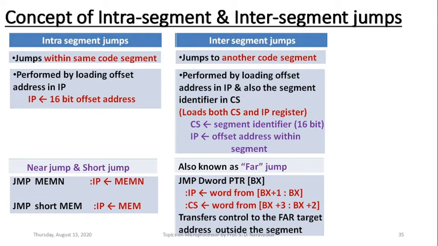Subsequently, the processor's control will be transferred to that far target address outside the particular segment. So the processor will branch to another code segment as per the new value of the CS register, and within that code segment, at an offset given by the instruction pointer IP register, the processor's control will be transferred. So this is the example of the inter-segment jump. Whenever such a question comes, you need to explain like this.